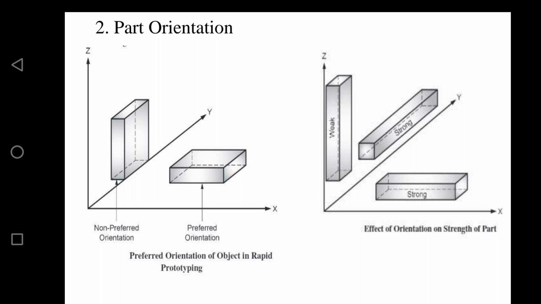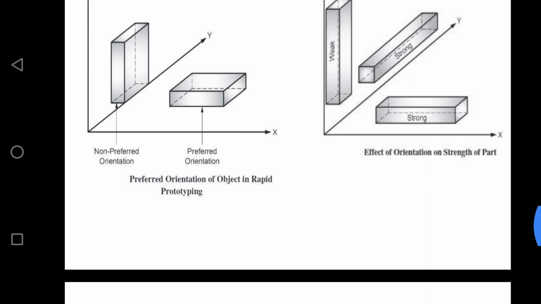In addition, the orientation of the part in the print box also affects the strength of the object. The orientation of the part along X, Y, and Z is going to affect its strength. The part is strong if oriented along the X or Y axis, and less strong if oriented along the Z axis. You can see it here in the second picture, the effect of orientation on strength of the part. So my part is strong if it is oriented in the X and Y direction, and weak if it is oriented in the Z direction. So this is about your part orientation.